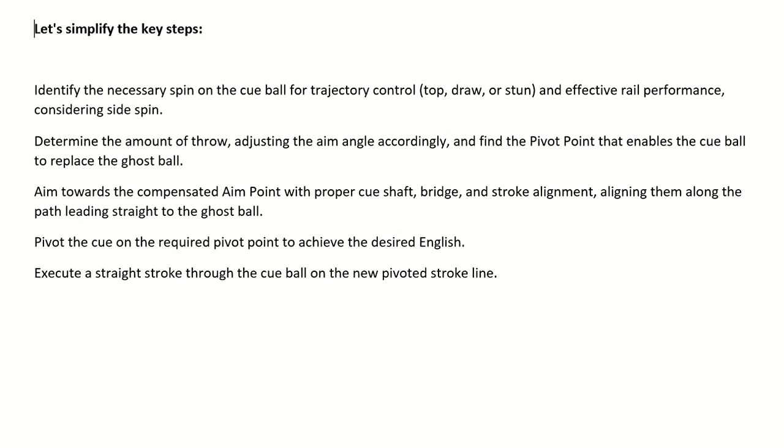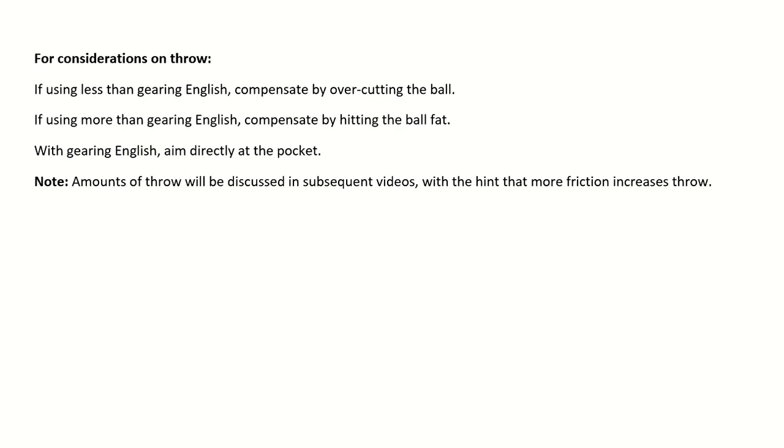Pivot the cue on the required pivot point to achieve the desired English. Execute a straight stroke through the cue ball on the new pivoted stroke line. For considerations on throw, if using less than Garen English, compensate by overcutting the ball. If using more than Garen English, compensate by hitting the ball fat. With Garen English, aim directly at the pocket. Note, amounts of throw will be discussed in subsequent videos, with the hint that more friction increases throw.